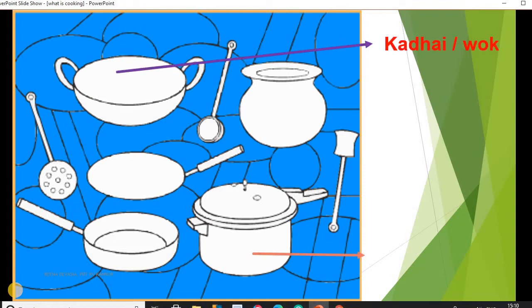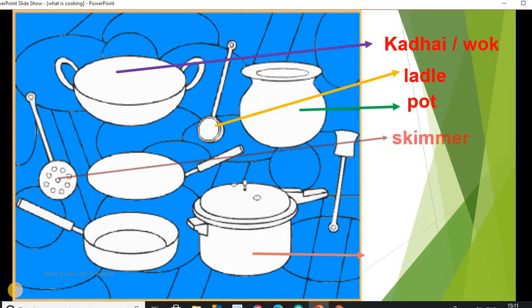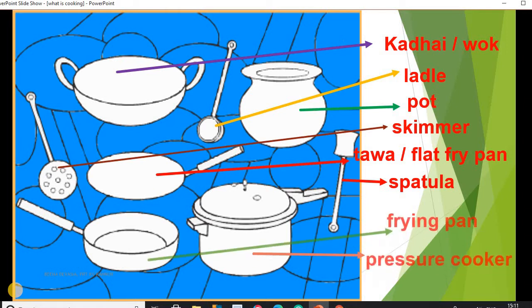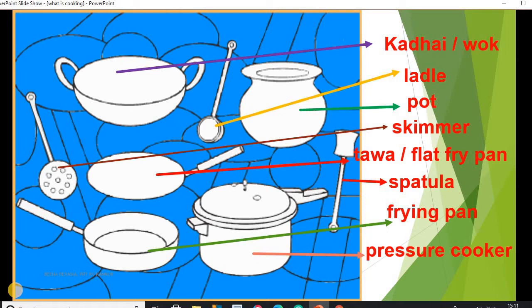The first picture that you see, it is known as a kadai. It is also known as a wok in English. The next picture is a ladle. The next one is a pot. Here you can see a skimmer. Then you have tawa or a flat fry pan. Here you see a spatula. Next you have a frying pan. And last, there is a pressure cooker.